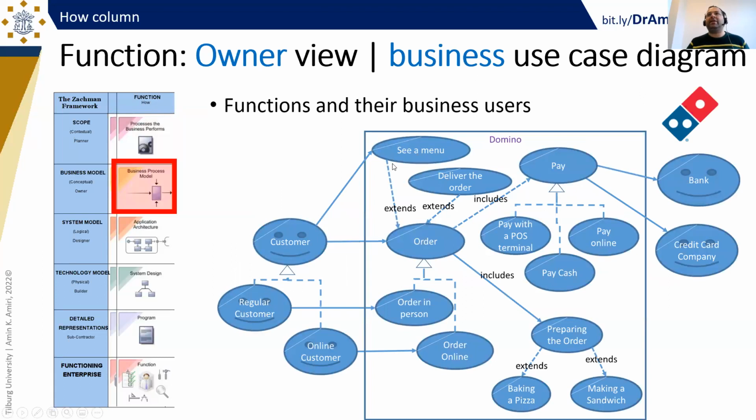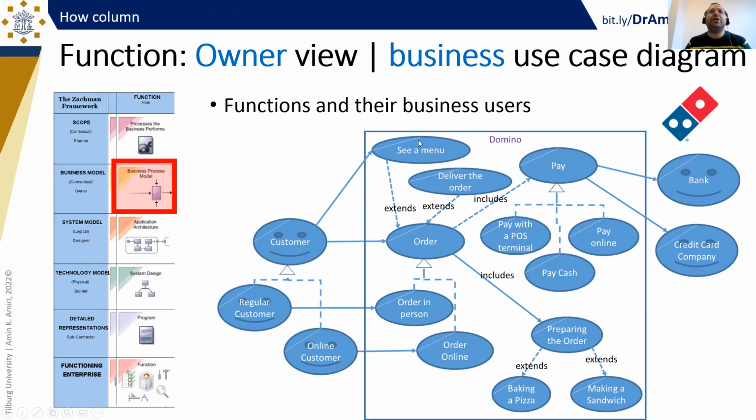Okay, let's see an example of functions and their business users. So in this view, they only wanted to know the important functions, but in the business process model view, they not only want to know the functions, they want to know their business users and the relationships between the users and the functions, and the relationship between functions as well. So you can see here a customer can initiate an order function. She requires the order function. And the order function can have two types: order in person or order online, which means that I have a regular customer and an online customer.